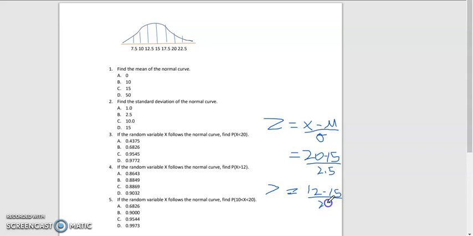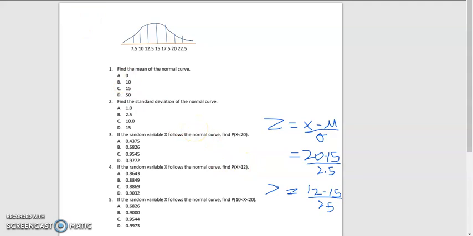2.5. So 12 minus 15 gives you what? Negative what? Negative 3, right? And negative 3 divided by 2.5 gives you what? Negative 1.2, right? So it means that you should check area greater than negative 1.2. So to get greater than, it means area to the right, isn't it?